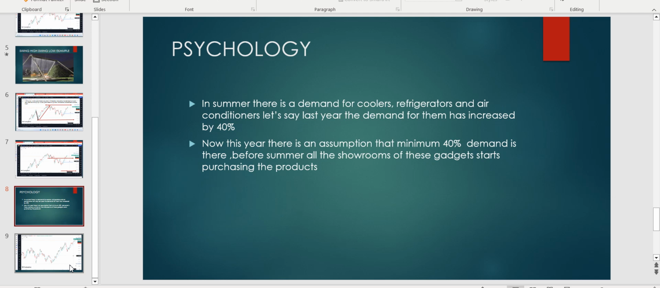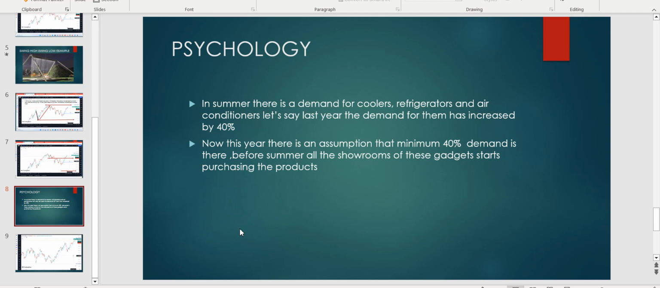That means before last year, 100 refrigerators, or whatever it may be, were sold throughout the area, throughout the business, and last year it increased by 40%. That means 140 gadgets were purchased by the people. Now what is the psychology for this year?